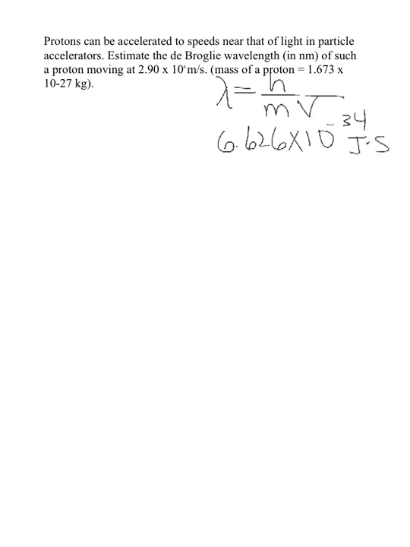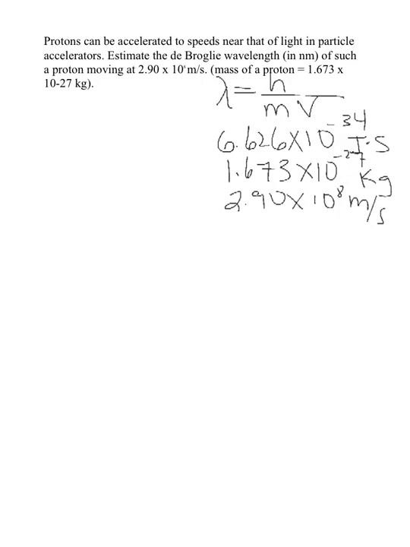The mass is given to us. The mass is 1.673 times 10 to the negative 27 kilograms. And the velocity is given to us. The velocity is 2.90 times 10 to the 8th meters per second. Speed of light is 3.00 times 10 to the 8th meters per second. So you can see that we are very close to the speed of light here. So this looks like a fairly simple problem. Let's start plugging numbers in here.